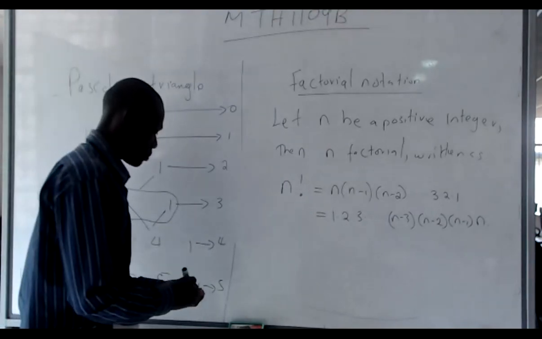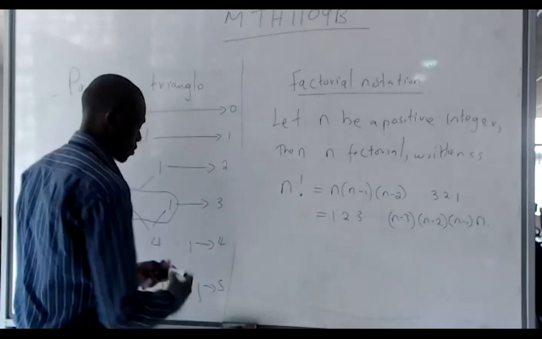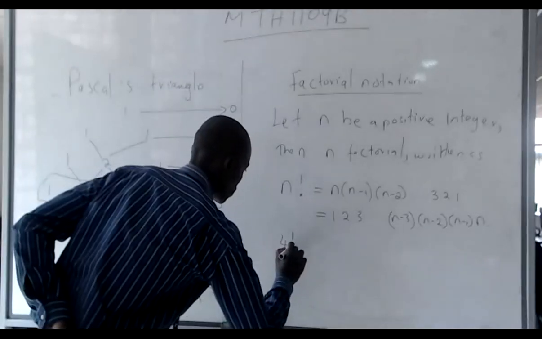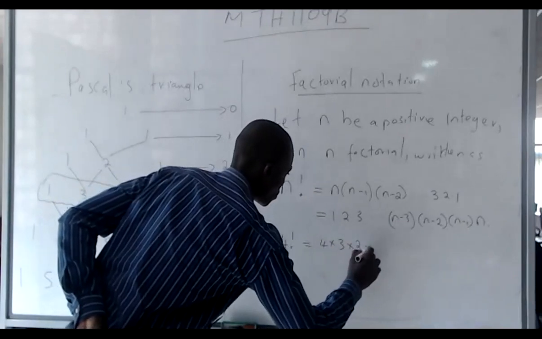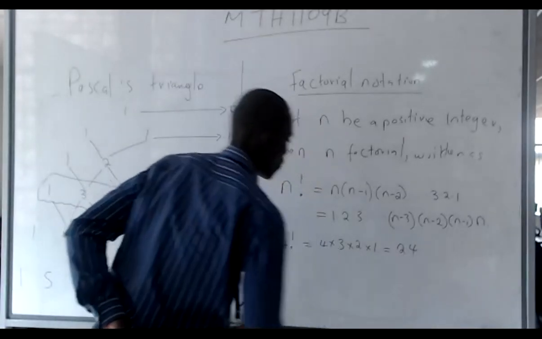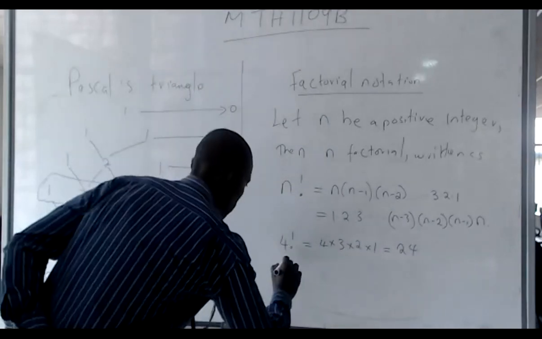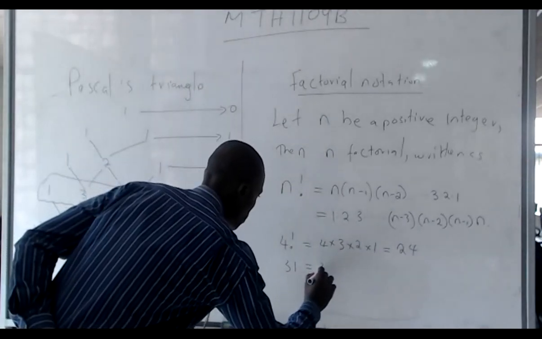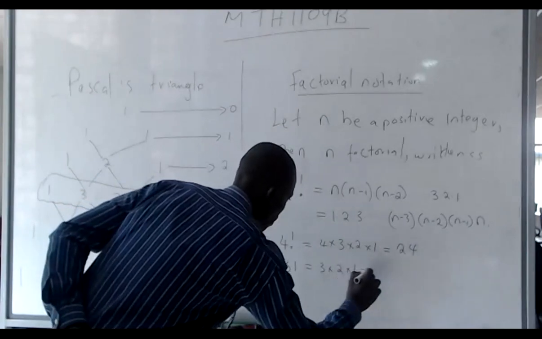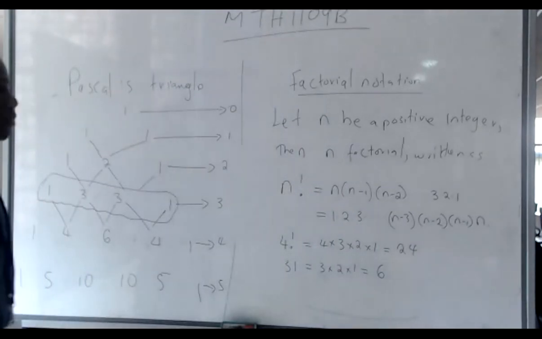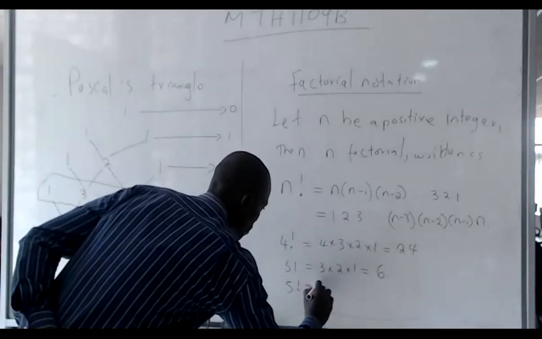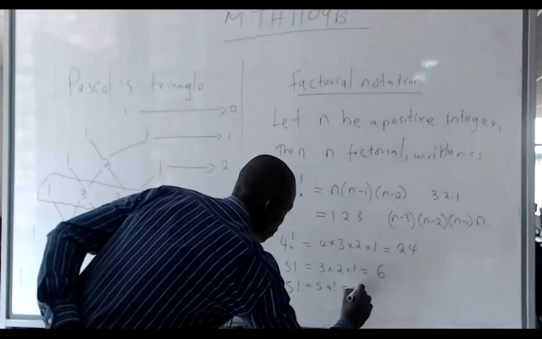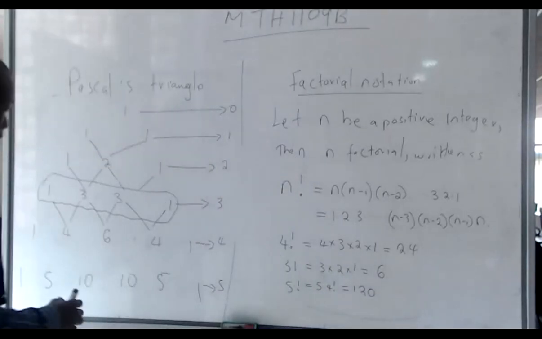Let me give you a few examples. For example, 4 factorial is simply 4 times 3 times 2 times 1. And this should give you 24. 3 factorial is simply 3 times 2 times 1, which will give you 6. Lastly, 5 factorial is 5 times 4 factorial, which should give you 120.